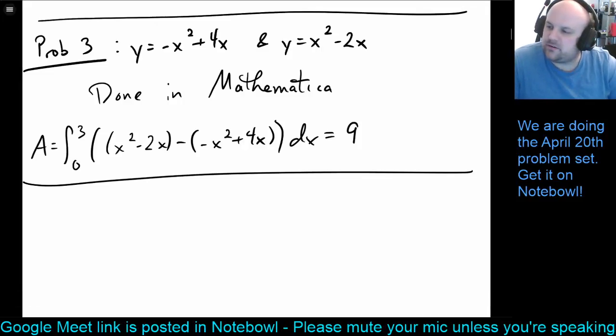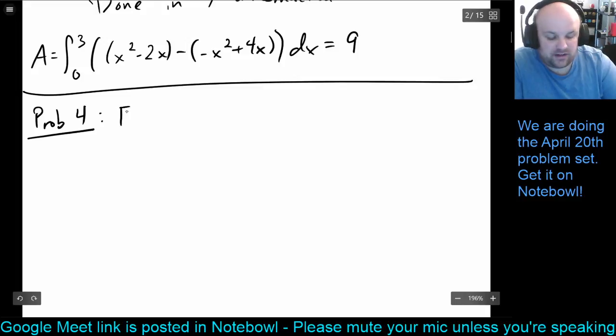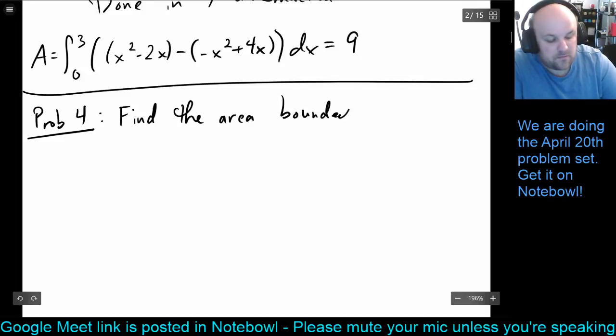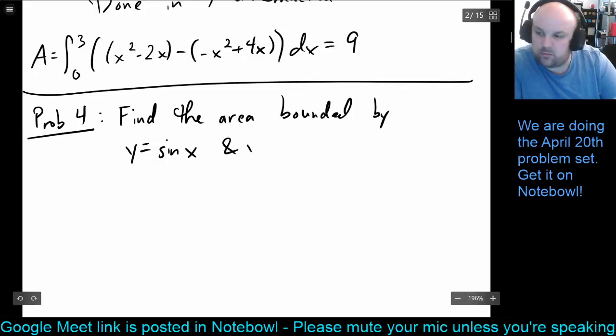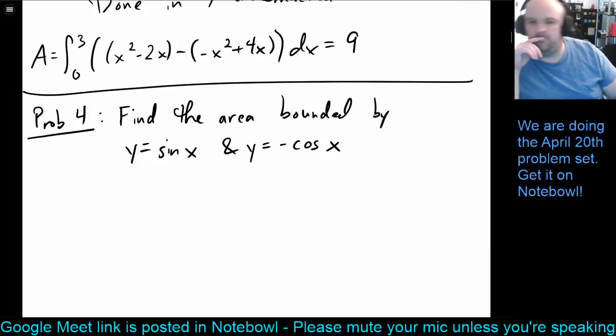All right. So let's look at another interesting question here. Problem 4. We're saying, let's find the area bounded by y equals sine of x and y equals negative cosine of x. So we want to compute this area. Okay, so again, let's pop over to Mathematica and see what's going on here.